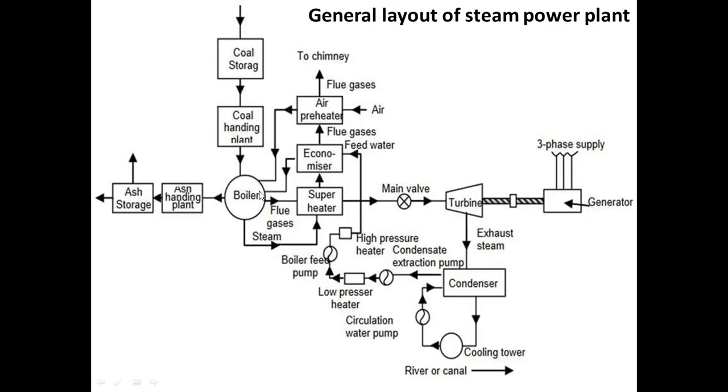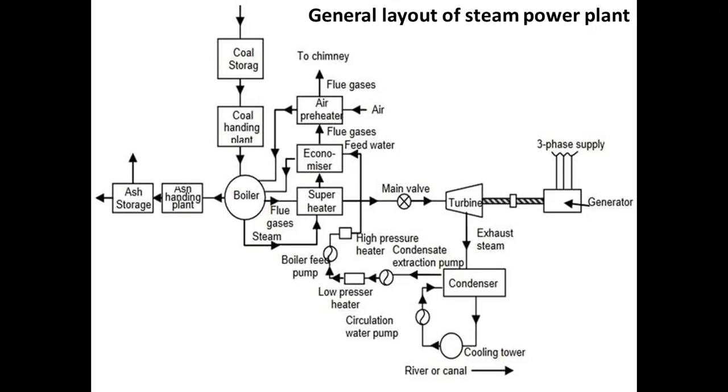After burning, the coal converts into ash. Ash is removed from the boiler through the ash handling plant, and finally it is sent to the storage, from where it can be taken to the dump point.